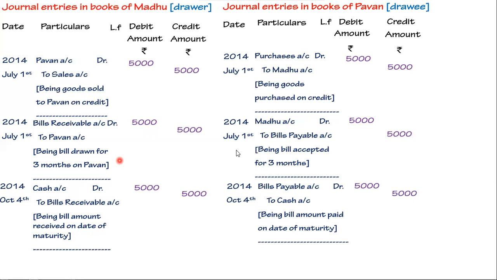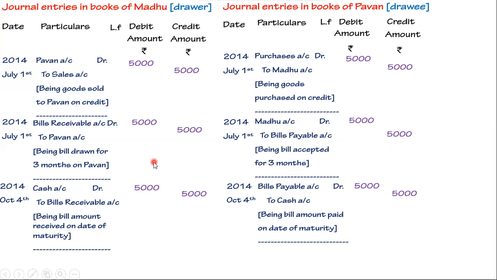Whereas the same transaction on 2014 July 1st will be recorded in the books of Pawan as Madhu account debit 5,000 to bills payable account 5,000, because he has to pay the bill amount to Madhu. It is a liability to him. So bills payable will be recorded on the credit side, and Madhu's name will be debited, and the narration will be being bill accepted for 3 months.